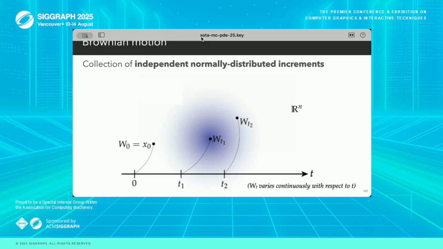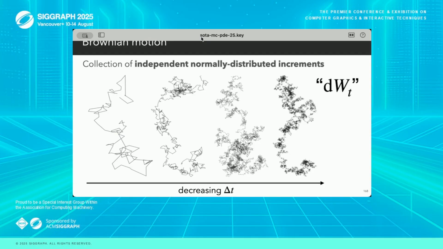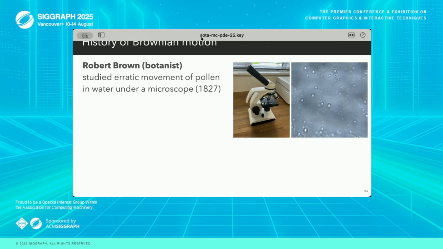Intuitively, Brownian motion is a collection of independent random increments where each increment is sampled from a normal distribution whose variance is given by a time parameter delta t. In the limit of smaller and smaller increments denoted by dWt, we then get a continuous random path described by Brownian motion. So Brownian motion is named after the Scottish botanist Robert Brown, who was the first to use a microscope to study the erratic movement of pollen in water in the 1800s.